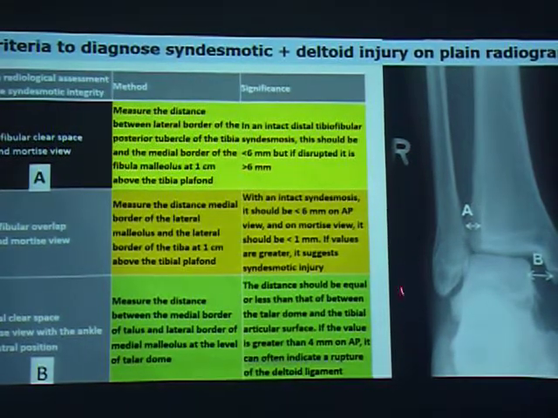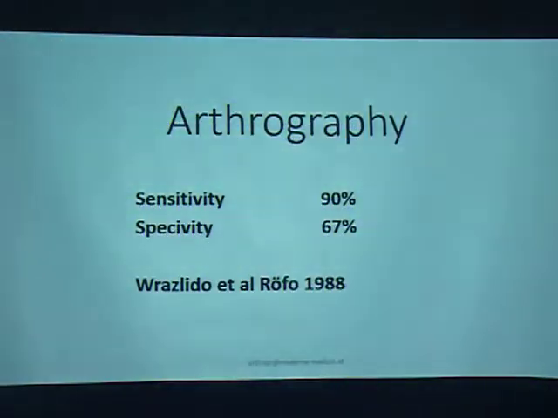For the conventional X-ray, you see the gapping here. If it's more than 4 millimeters, then it's positive. Then if there's a gapping of more than 4 millimeters, especially in the X-ray compared with the contralateral side, then you see the syndesmotic instability here. This was Prince 8. It's more difficult to find out.